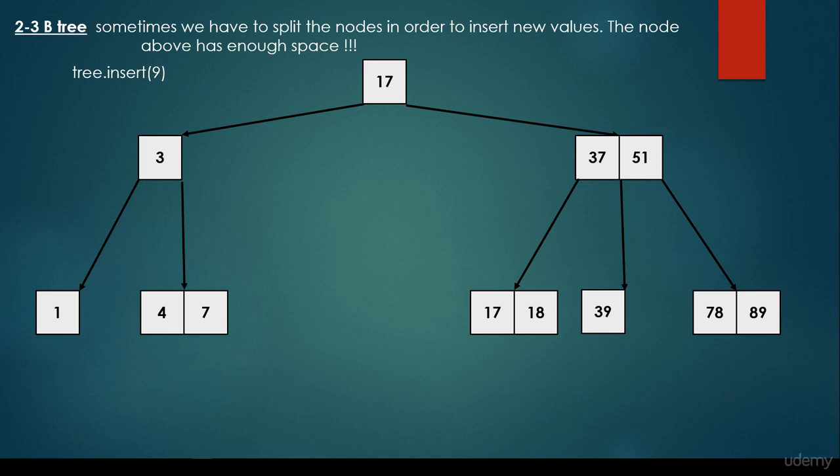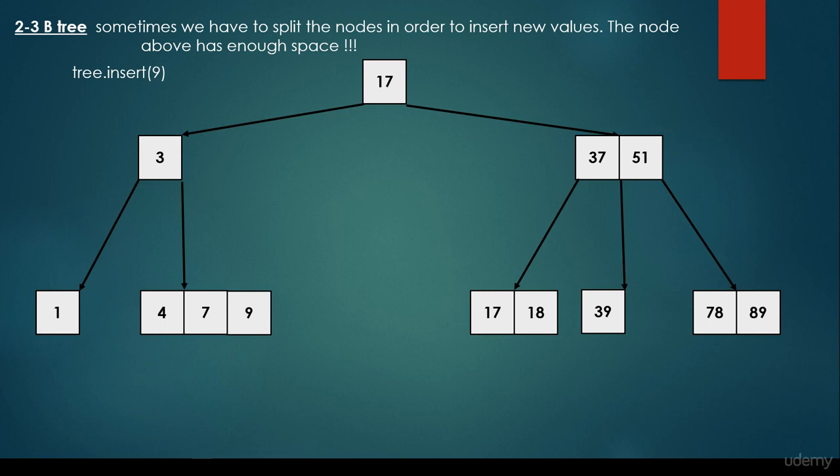Let's insert 9. We start at the root node. 9 is smaller than 17, we go to the left. 9 is greater than 3, so we go to the right. And here, we have to consider every item on a one-by-one basis. Whether 9 is greater than 4, yes, we keep going. Whether 9 is greater than 7, yes, we keep going. But there are no other items to be considered, so we insert it to be the right neighbor of the 7.